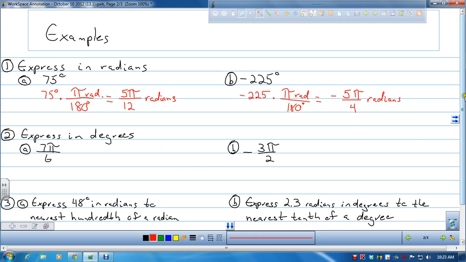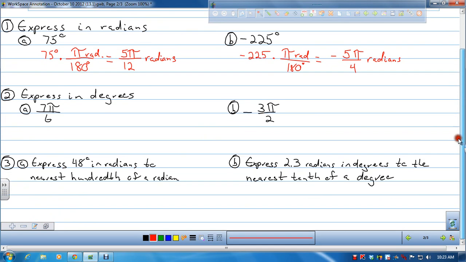So, don't feel goofy. I'm going to ask you some questions here as we go along, and don't be afraid to answer out loud. We're going to express these in degrees. So, what is going to be different? These are in radians right now. So, I want to go from radians to degrees. So, what do I want to get rid of? What label do I want to get rid of? Well, I want to get rid of the radians.